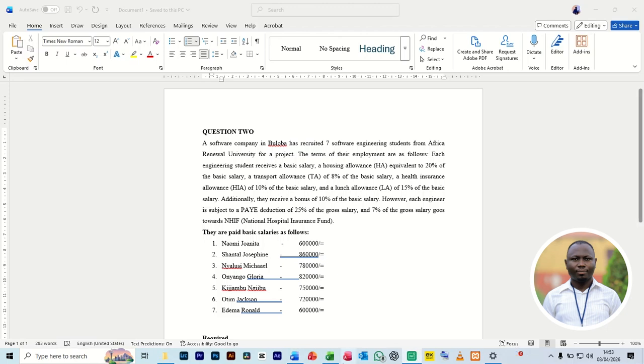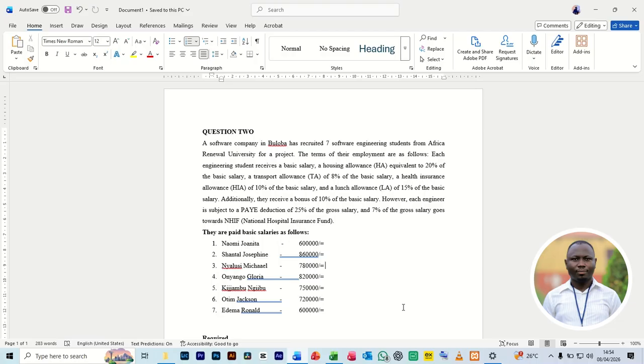Hello, you're most welcome to this session. In this session, we're going to look at a practical example or a live example of the application of the different tools or the different formulas that we've learned so far in Microsoft Excel.